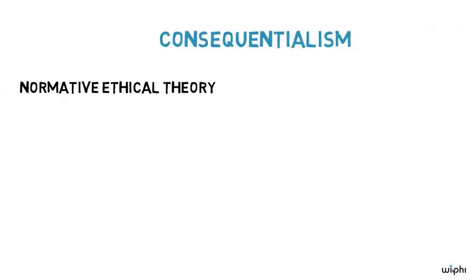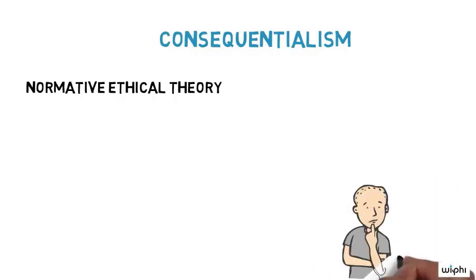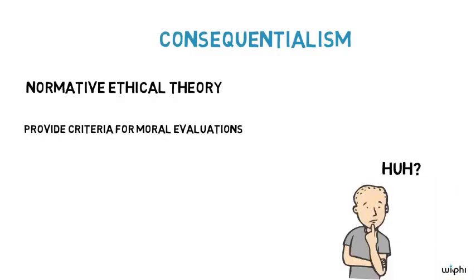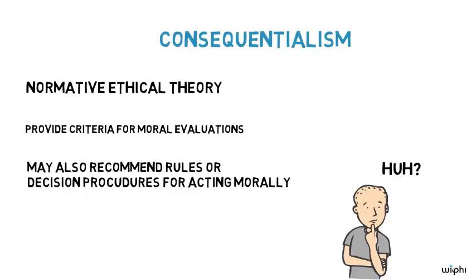Consequentialism is a type of normative ethical theory. Such theories provide criteria for moral evaluation and may also recommend rules or decision procedures for people to follow in acting morally.